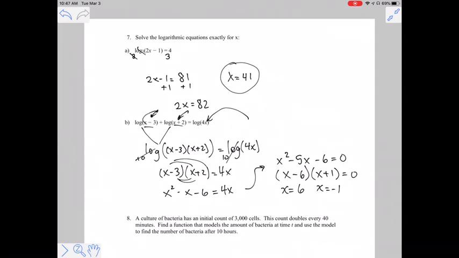6 minus 3 is 3, so it's fine there. 6 plus 2 is 8, so it's good there. 6 times 4 is 24, so they're all positive with 6, so 6 is fine. -1 minus 3 is -4. You can't take the log of -4. So x = -1 is what's called an extraneous solution. It doesn't work. So the only solution that works there is x = 6.